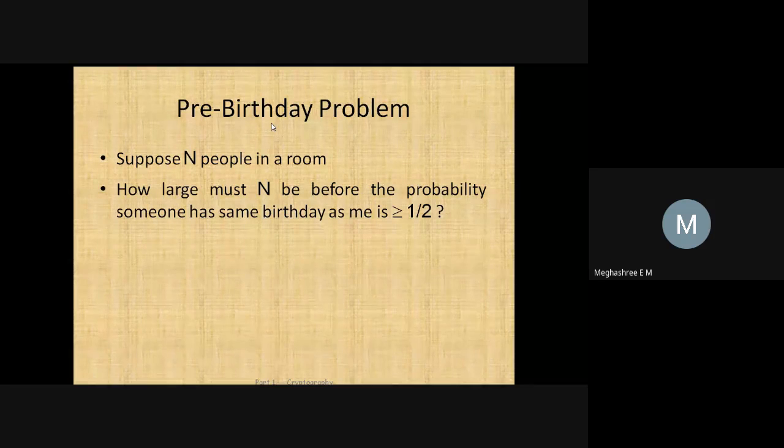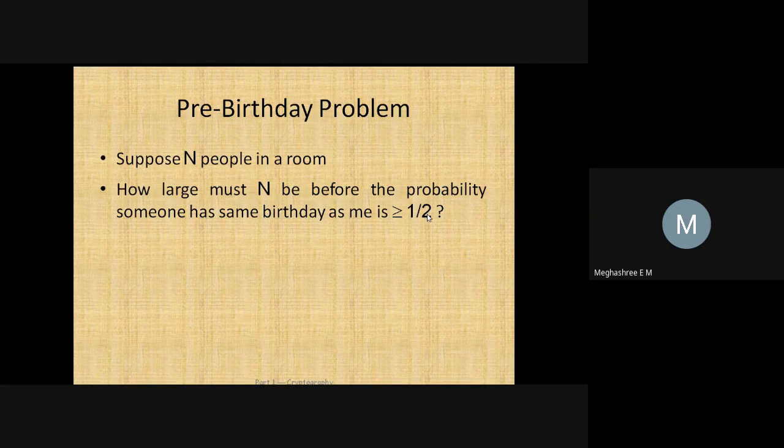My birthday is on October 25th, so I want to find out who all have the same birthday as me. That is the question here, and I want to find the probability of that, which should be greater than or equal to 1 divided by 2. That means 50%: what are the chances that someone in the same room has the same birthday as mine? This example is considered because it relates to the collision problem.